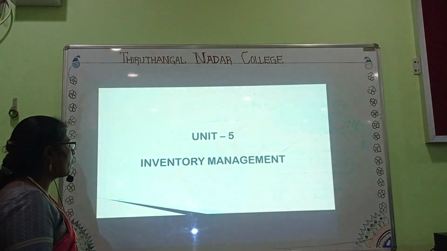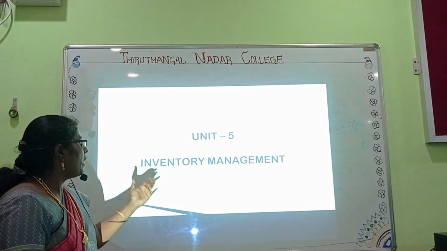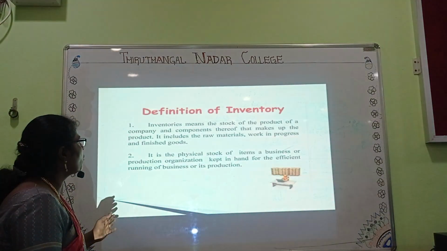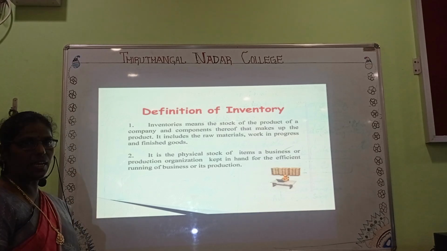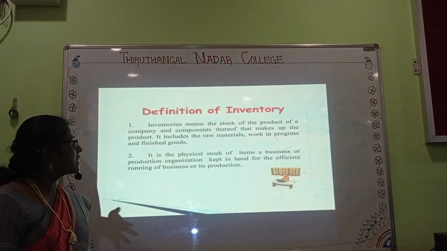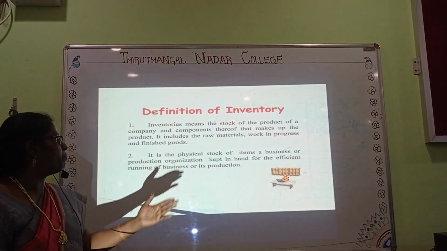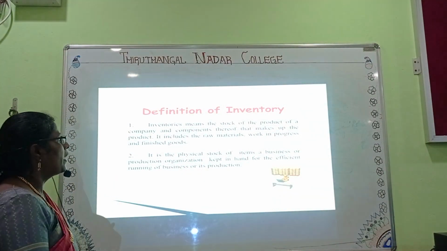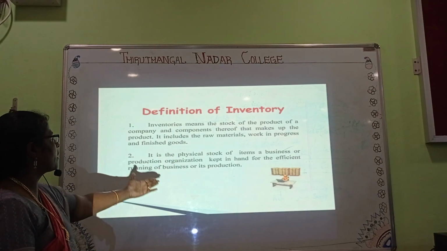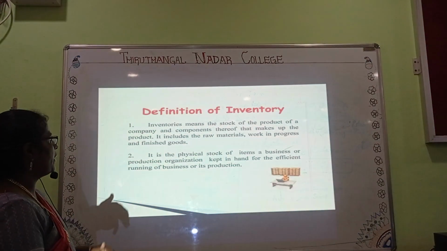Next we will move to unit 5. And unit 5 is related to inventory management. Inventory is nothing but the stock of the company. Okay. And what is inventory? Let me explain the meaning of inventory. Inventories means the stock of the product of your company and the components thereof that make up the product. Okay. What are the examples for stock? Raw materials, work in progress and finished goods. These are the examples for inventory.